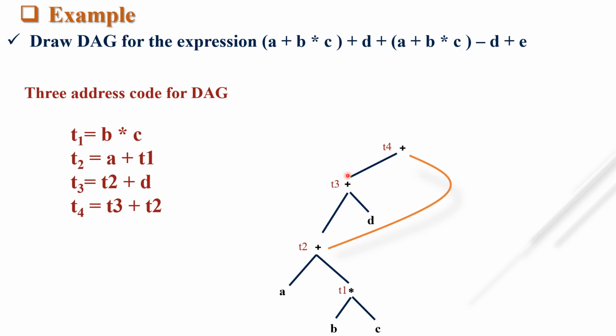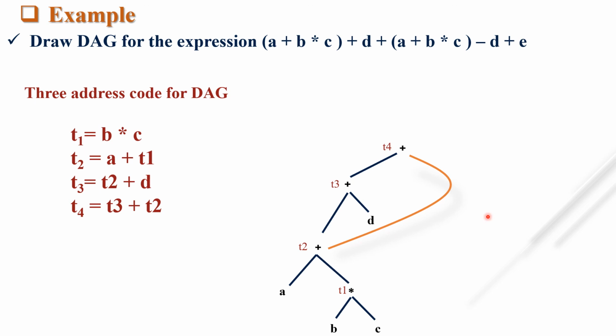So T4 equal to T3 plus T2, because the same answer of A plus B into C is already stored in T2. So why do we have to draw the syntax tree on the right hand side? This is a more compact way. As we know, the DAG is a more compact way compared to the syntax tree.